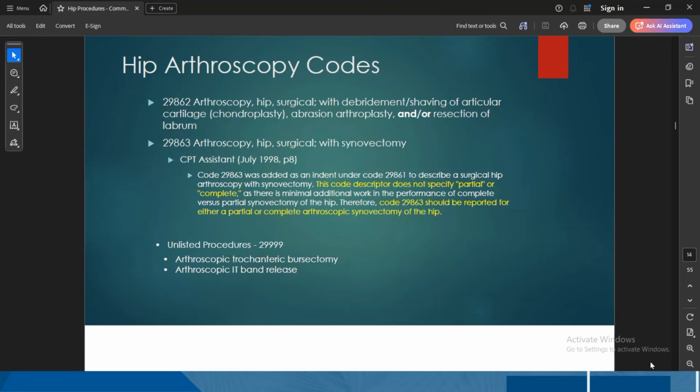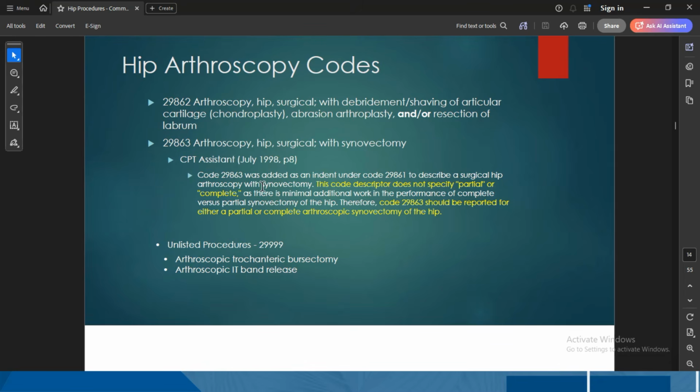Next we have 29862, arthroscopy hip surgical with debridement, shaving of articular cartilage, abrasion arthroplasty, or resection of labrum. So basically it is either chondroplasty, repair of the articular cartilage of the hip joint, where the physician will perform debridement or shaving. Then 29863, arthroscopy hip surgical with synovectomy.